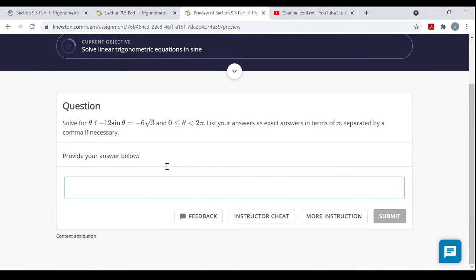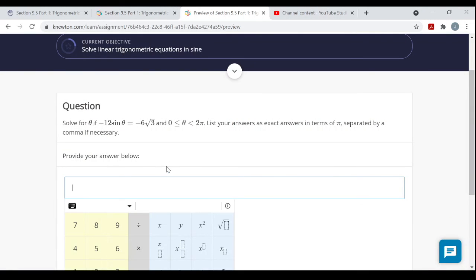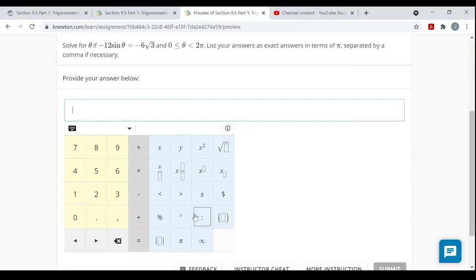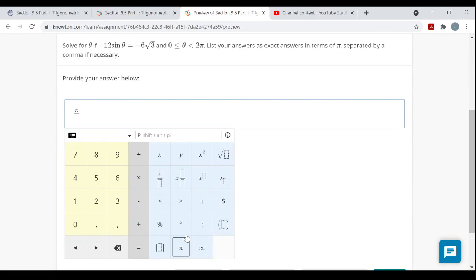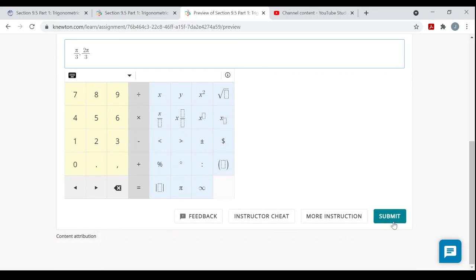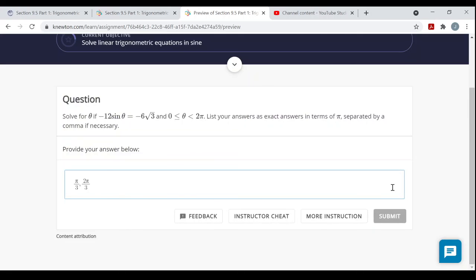So here is how I'm entering this: you don't have to type theta equals, you're just typing the solutions. So pi over 3 was one of them, and then separated by commas, a comma, and the other one in the range that they wanted was 2 pi over 3. And that was it. Those are the only two solutions in that range.